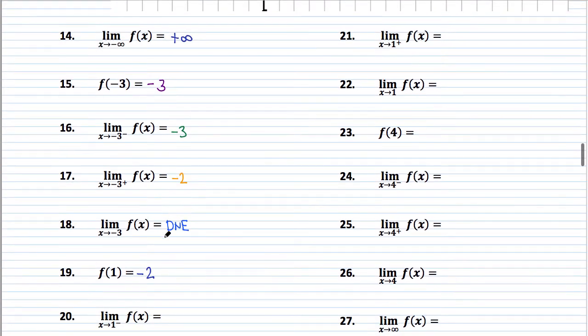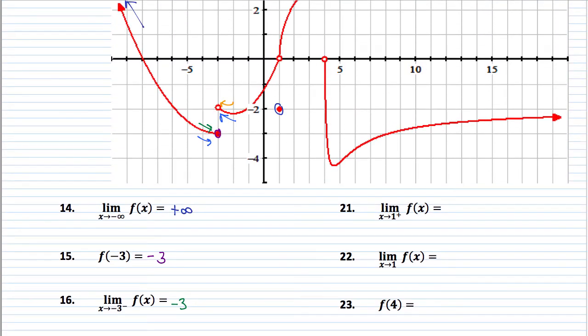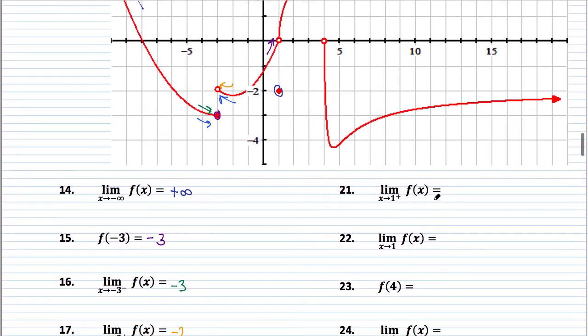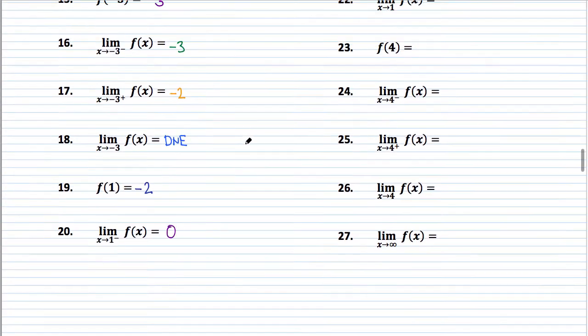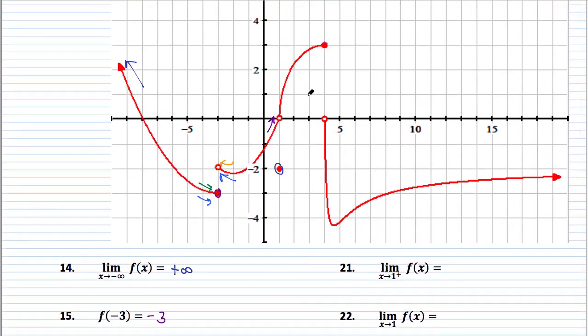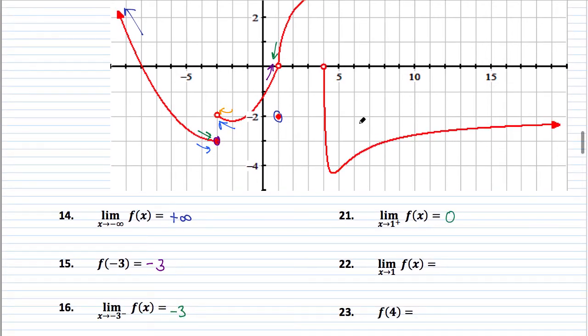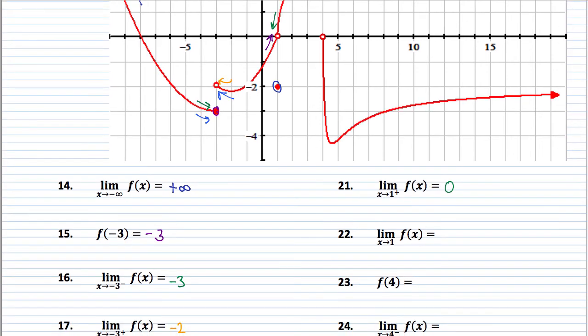Then we have x approaching 1 from the left, the right, and from both sides. So from the left, we are approaching a value of 0. From the right, we are approaching a value of also 0. And then as we approach from both sides, we again end up with a limit that does exist because we are approaching the same value from both sides, and that is 0.